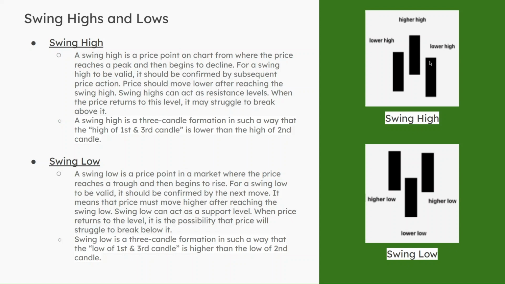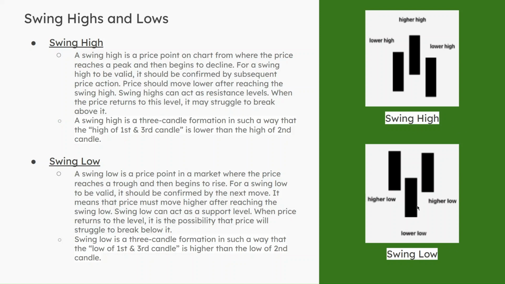Similarly, on swing lows, in a market, a swing low is a price point where the price hits a low and then starts to increase. A swing low must be supported by subsequent movement in order to be considered legitimate. A swing low might provide a measure of support, which basically means that there is a chance that price will find it difficult to break below the level once it returns there.